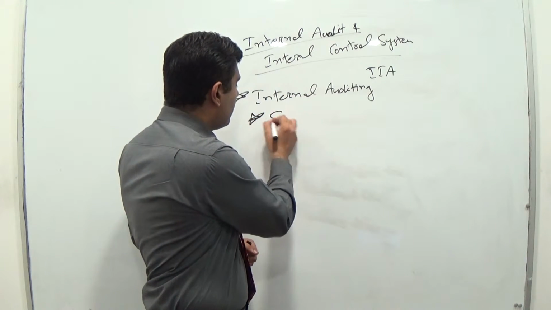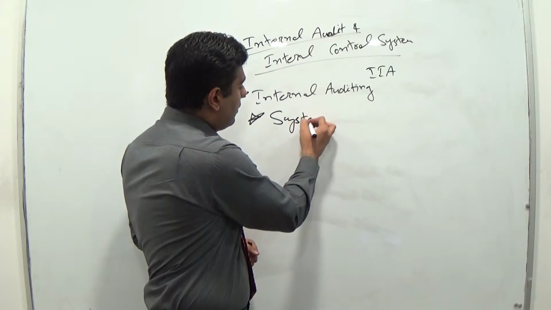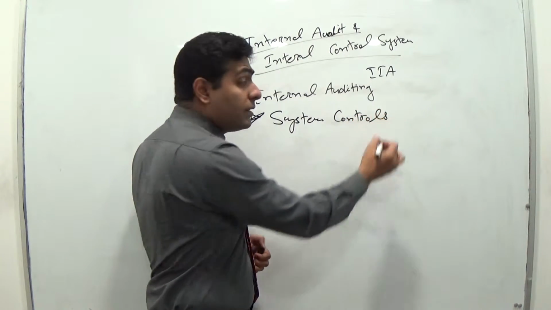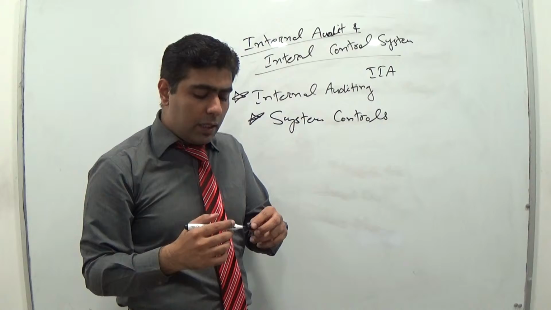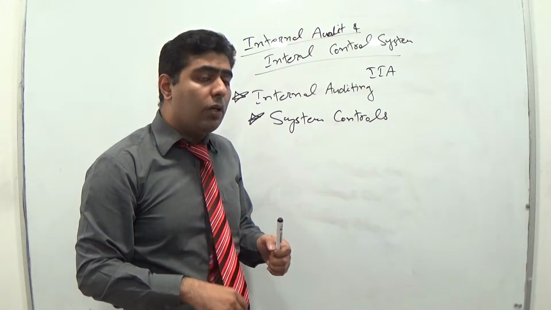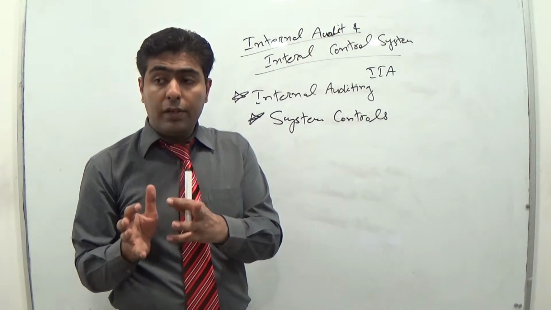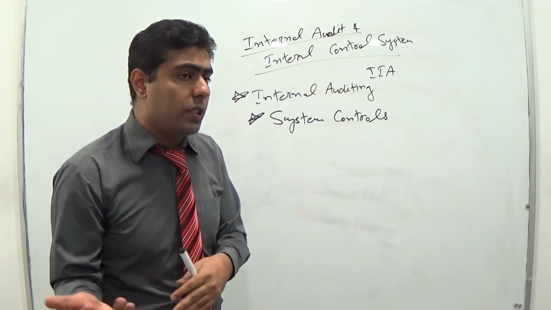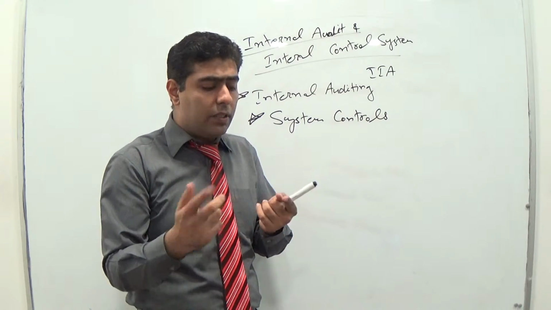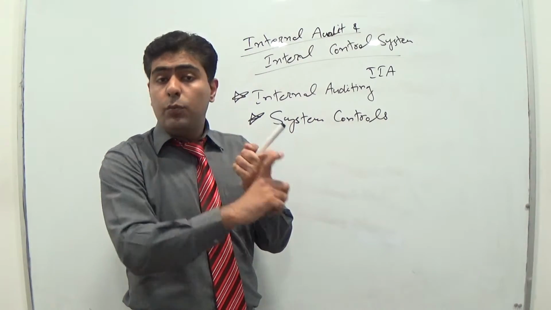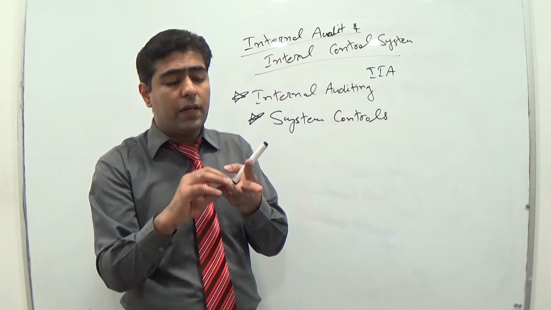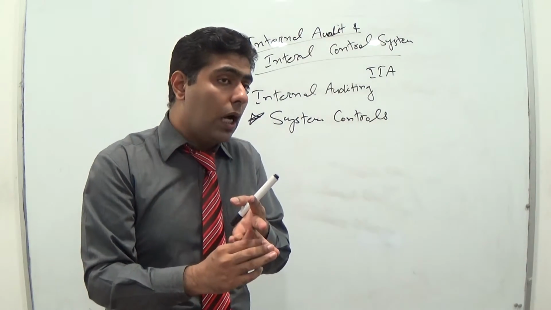Next we are going to discuss system controls. In terms of system controls, I will discuss the different kinds of systems of internal control for IT operations. In terms of information system controls, I will discuss input controls, processing controls, and last but not least, output controls.